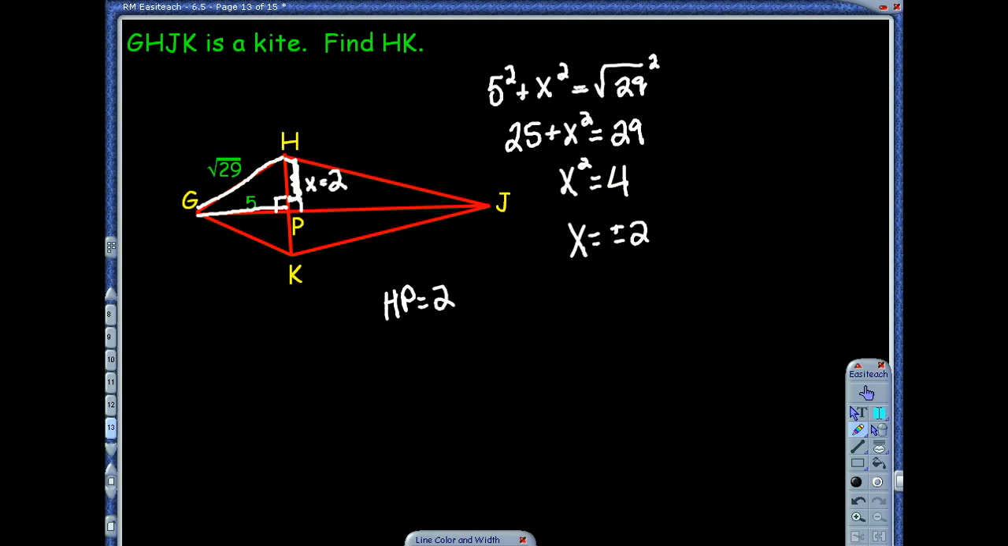Okay, so here's what I'm thinking. Because this is a kite, segment GH and segment GK are congruent. And I know those are right angles. And I know they share GP, which means those triangles GPH and GPK are congruent because of HL. Right. Which means their corresponding parts, HP and PK, are going to be congruent, which means PK is also 2, which means HK is 4.